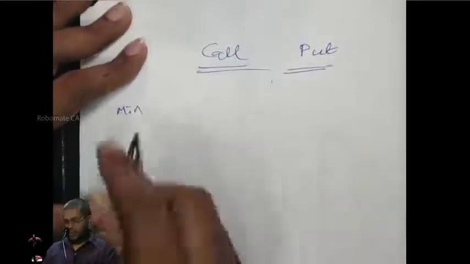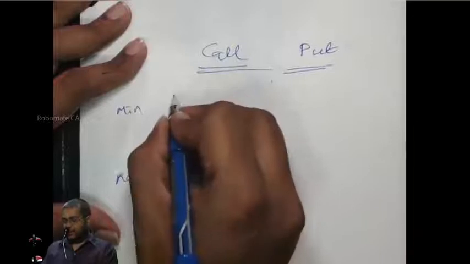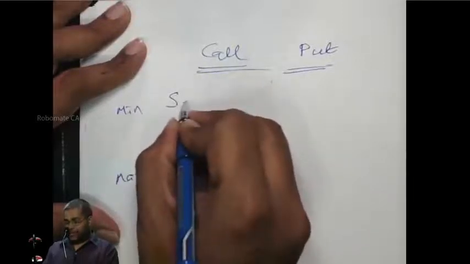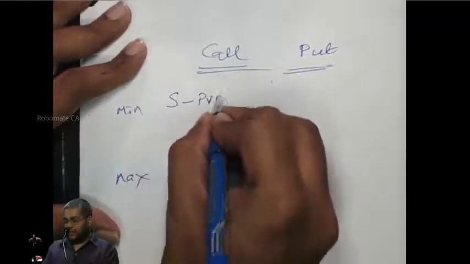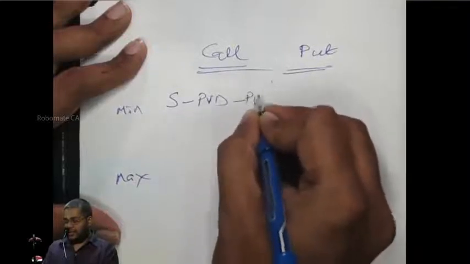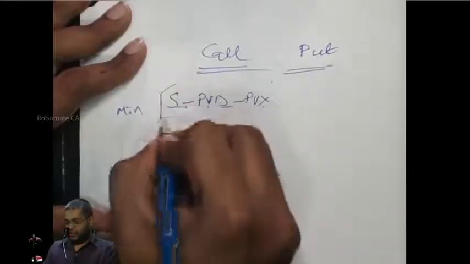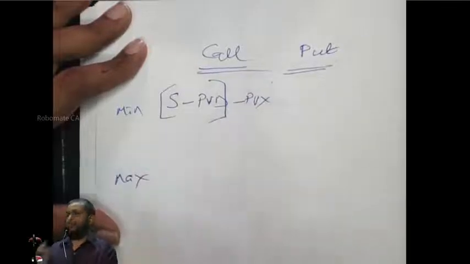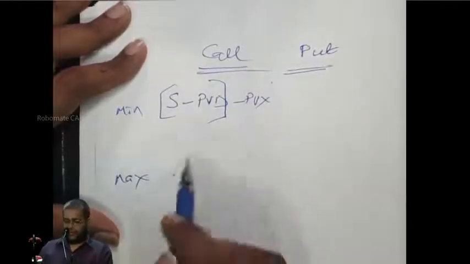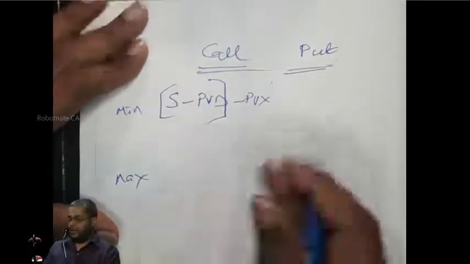Shall we start them now? What is the minimum value of the call? Normally, spot price. Now minus what? Present value of dividend minus present value of strike price. Put this in a bracket to show it is one number: spot price minus present value of dividend minus present value of strike price.